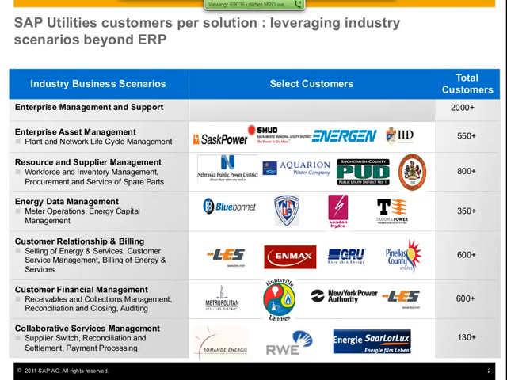Additionally, we offer an energy data management solution, a comprehensive customer relationship and billing solution, customer financials management, and collaborative services management for those who are involved in a competitive energy market. So again, today we're going to focus and drill down into some areas around our supply chain management. And again, today we support over 800 customers in the utility space globally with these solutions.